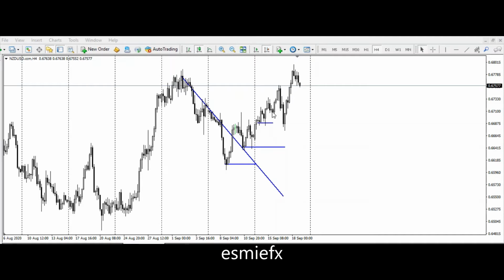So draw a line here as well because this is support. This is the support. And then price moved up and dropped towards this support, violated this and held here.